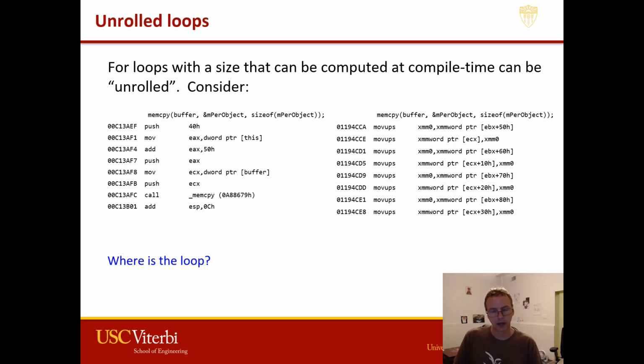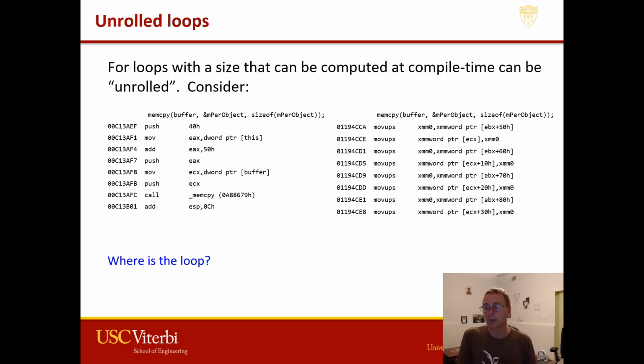Here it is unoptimized. Unoptimized, we push the size onto the stack, we push the addresses onto the stack, and we call memcopy. All right, pretty straightforward. We have 3 arguments, so we take those arguments, evaluate them. The compiler has evaluated that the size of m per object is 40 hex. So that's cool. And it has evaluated what m per object address is. It's 50 hex bytes beyond what EAX is, which is this pointer. And so it pushed 3 arguments on the stack, call a function, simple as that.